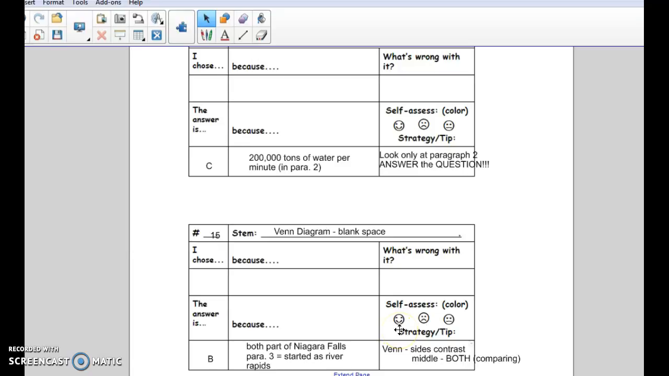Self-assess. Tell me if you feel good about this, if you still need some work, or if you're kind of in the middle and you are finished. Keep this in your folder, both sheets, and we will turn them all in at the end of the week.